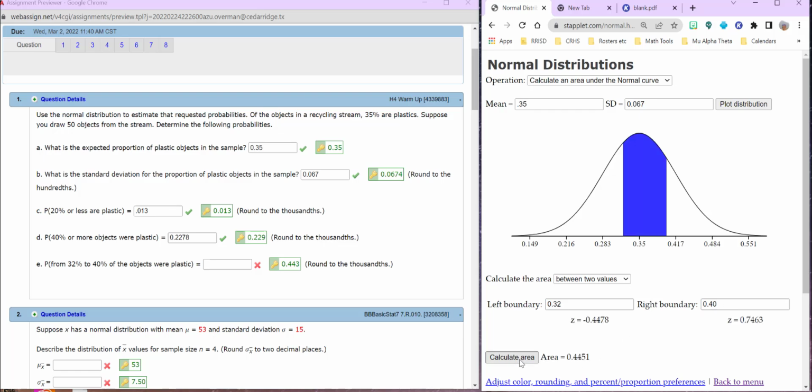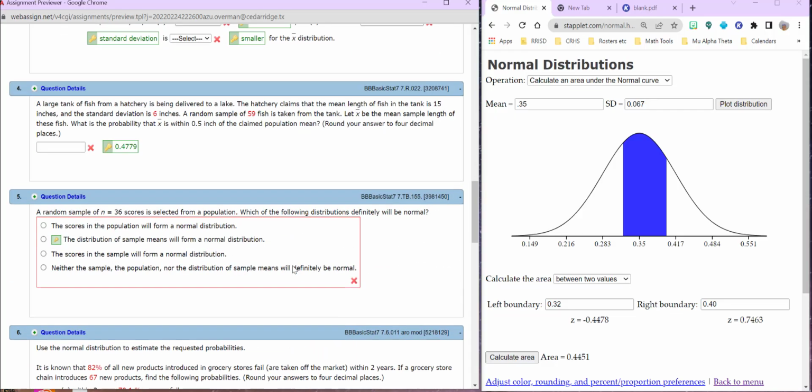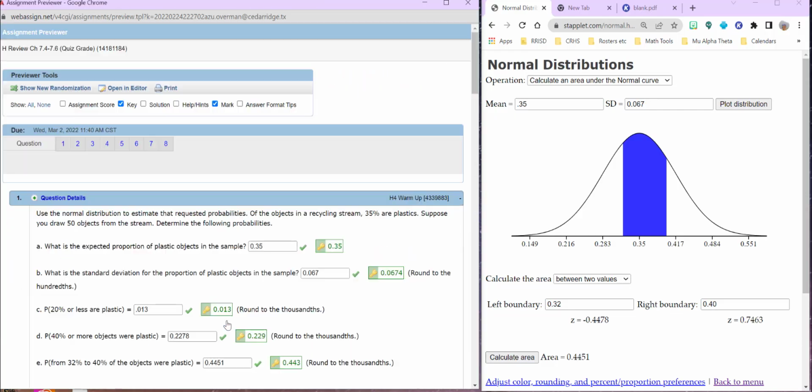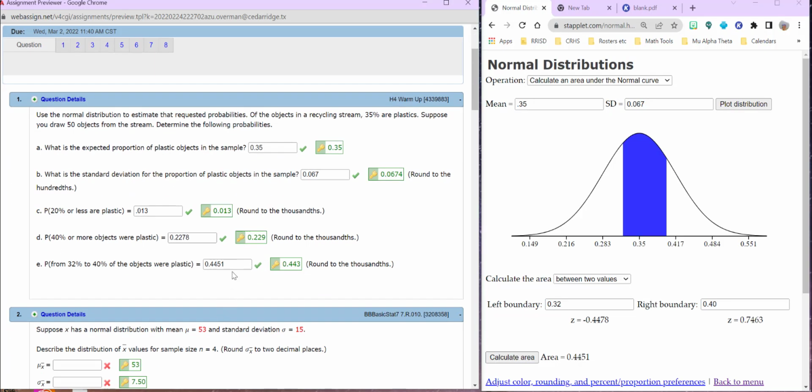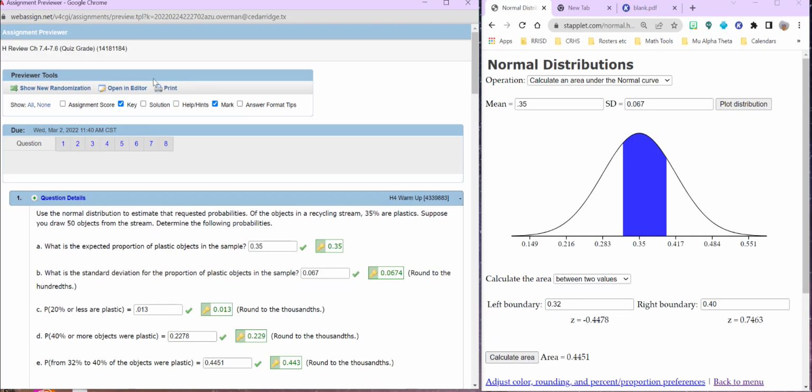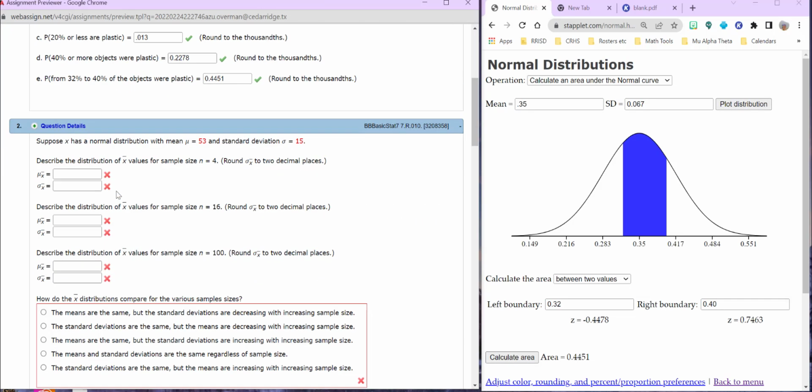Calculate area. And I'm getting 0.4451. Now you'll notice that doesn't quite match the answer key, and that's okay. So there we are. We are getting the correct answers. And again, that's because that number is so low, and that's why I was being a little extra picky there. Actually, I'm going to turn off the key. There we go. So now let's go to the next one.